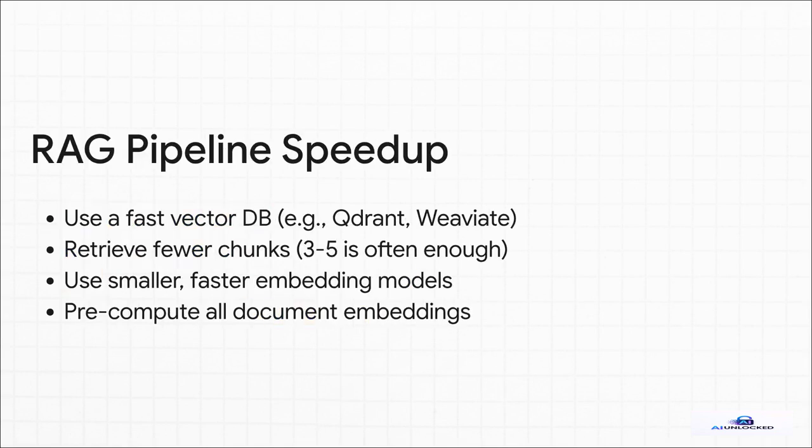Next up, your RAG pipeline. First things first, a fast vector database is non-negotiable. Then, be strategic. Don't pull 20 document chunks when 3 to 5 will do the job. Take a hard look at your embedding models. Can you use a smaller, faster one? And crucially, pre-compute your document embeddings. Do not do that work at query time.